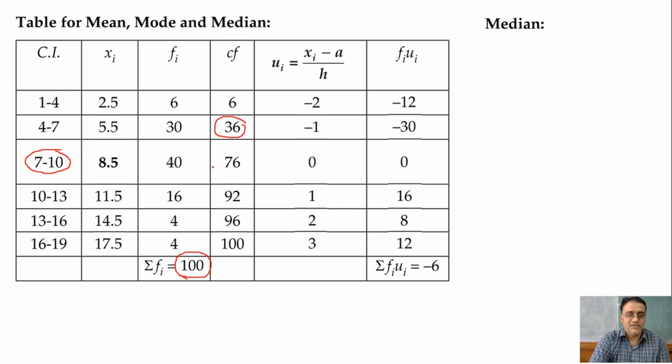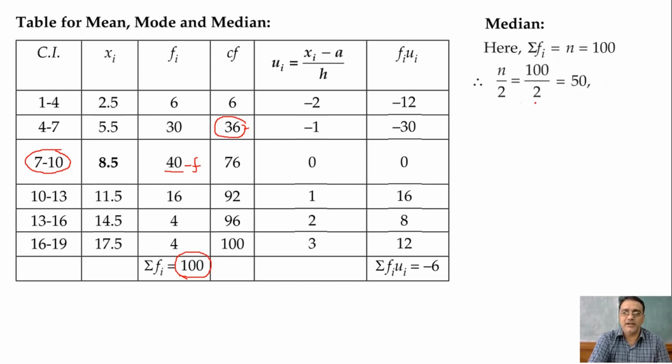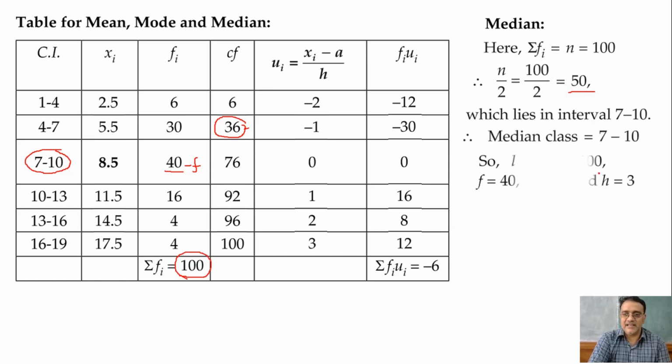ओके, सो फ्रीक्वेंसी होगा ये वाला 40 F and this is CF, and what is H? 3. What is L? 7. Okay. So here n is equals to 100, so n by 2 is 50, which belongs to 7 to 10. So median class is 7 to 10. So L is 7, n is 100, F is 40, CF is 36 and H is 3.